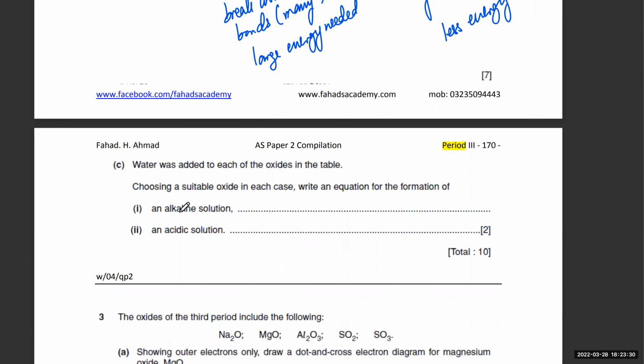Okay, the same oxide question: a suitable oxide which makes an alkaline solution, that's sodium oxide. In each case, write an equation. So we're going to write an equation. It's going to form 2NaOH. And for one that forms an acidic solution, let's do sulfur trioxide. If you react it with water, it would form H2SO4.